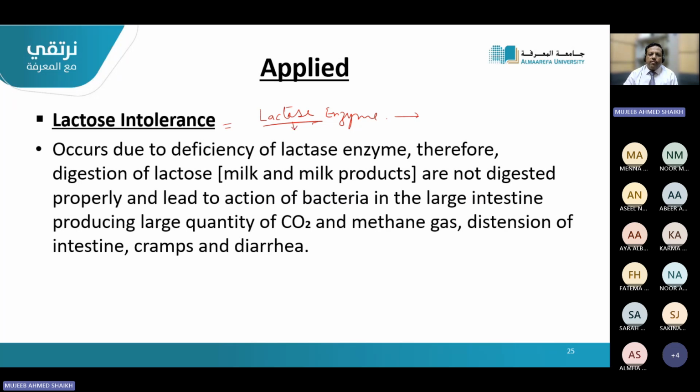So what will happen if lactose is not digested? Suppose this is the small intestine and it is pouring its content into the large intestine. Suppose lactose is not digested and comes here into the large intestine. What will happen? Abdominal cramps. Yes, abdominal cramps. Why?